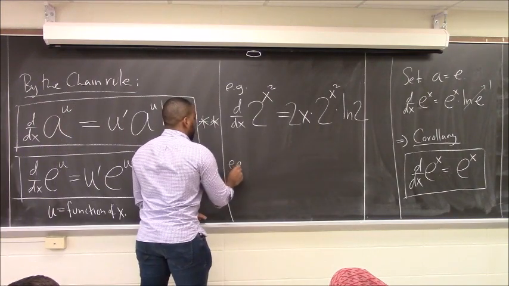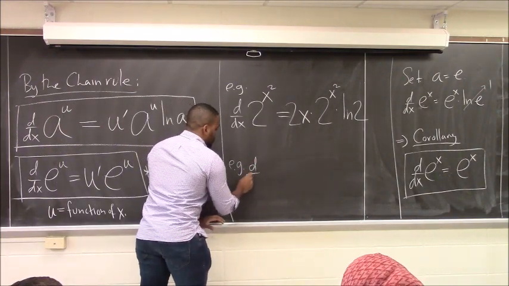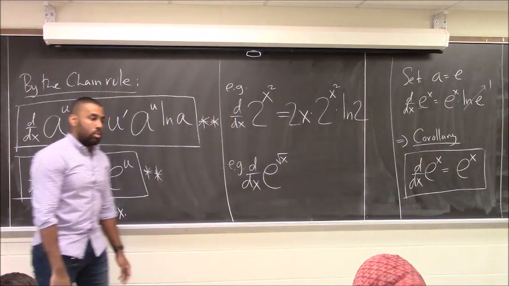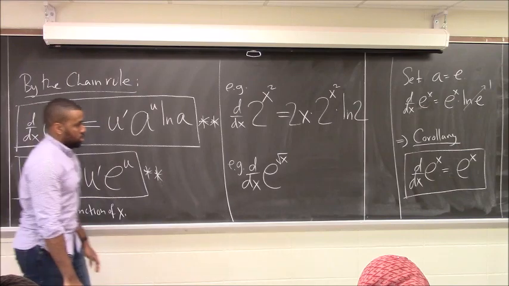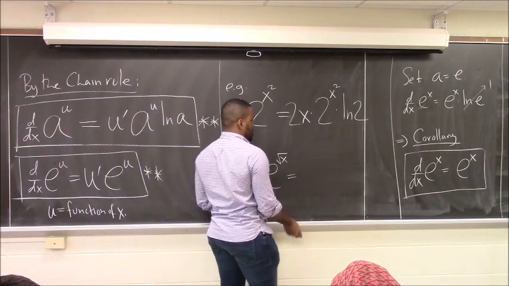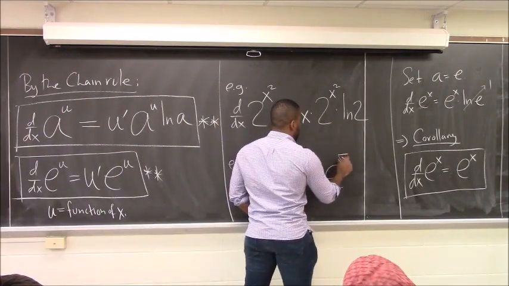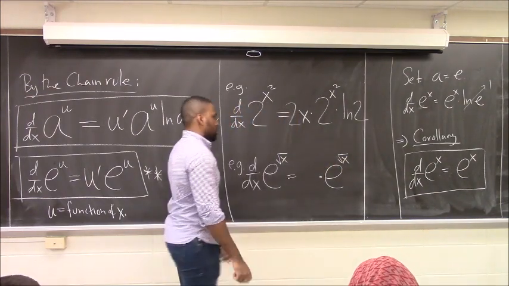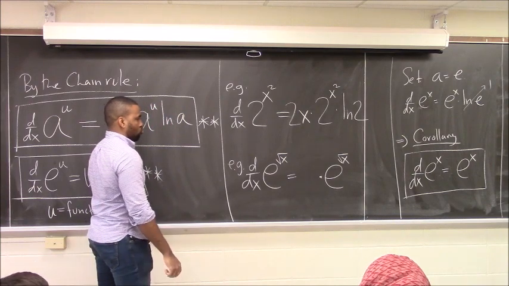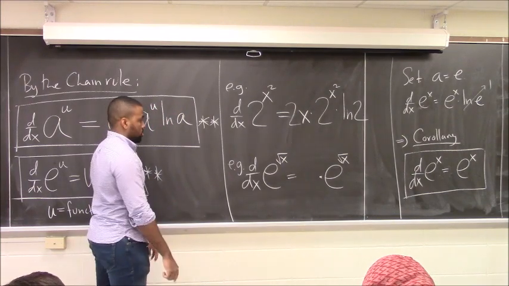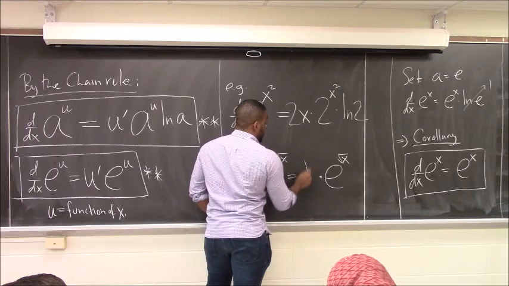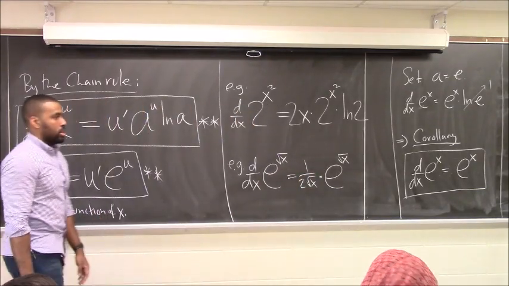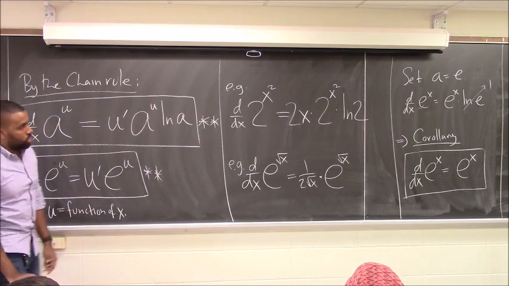Or if I asked you, what is the derivative of e to the square root of x, for example? Okay. So all I would do here is to apply the chain rule. It will leave the original function times the derivative of the power. What was the derivative of radical x? One half x to the negative 1/2, or 1/2 radical x. So that's how you find that. Just take the derivative of the power times the original function.